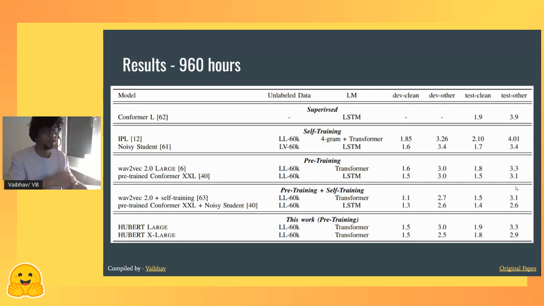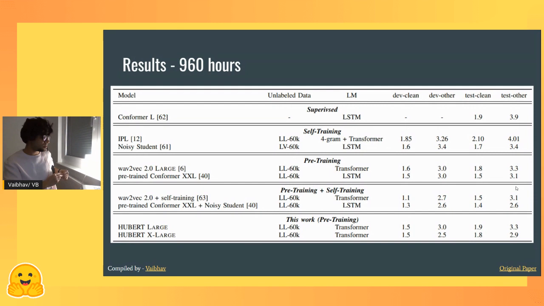Bang on. Perfect. So there's a question in the chat. Maybe we can spend a minute discussing that. What are the advantages of HuBERT over Wav2Vec if both have almost the same performance?